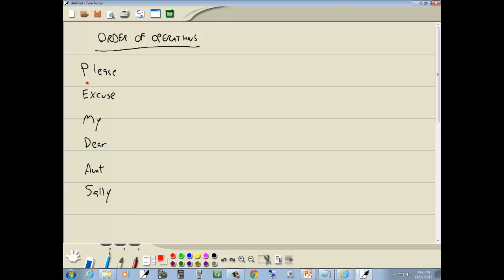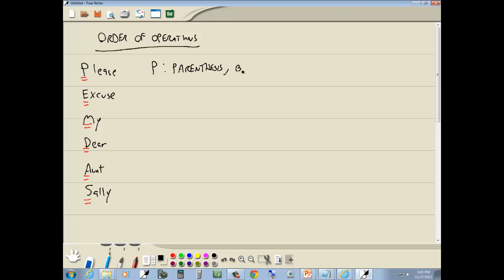Now the first letter of each word tells us what to do. The P says you do what's inside of parentheses. Now this doesn't say you get rid of parentheses. This says do what's inside.